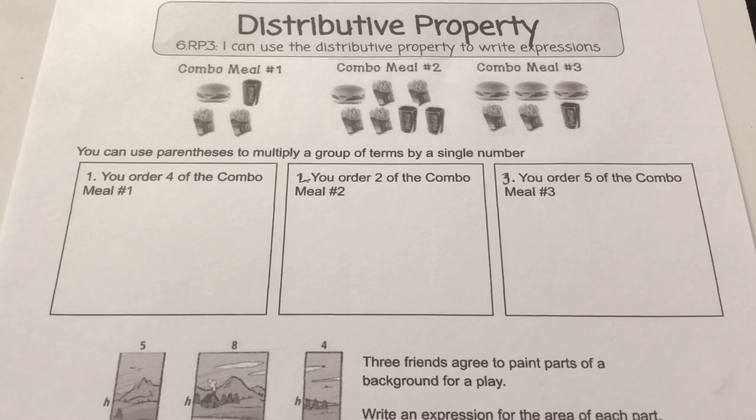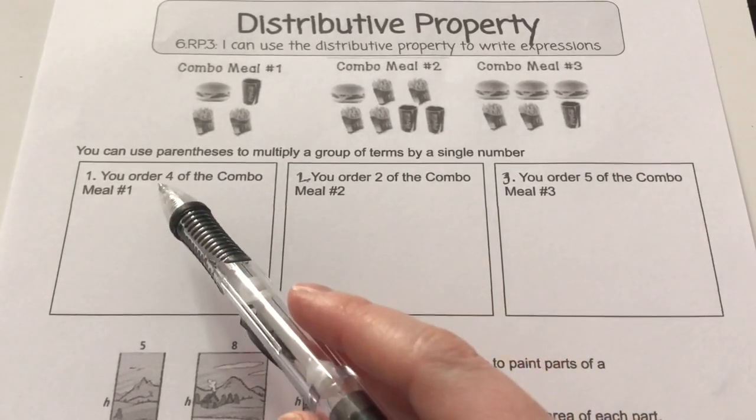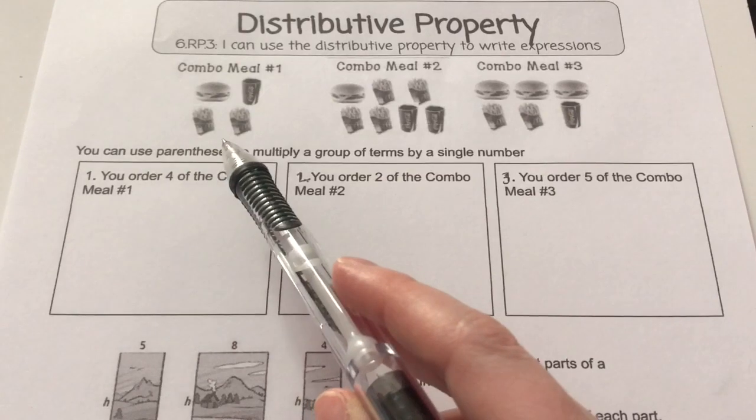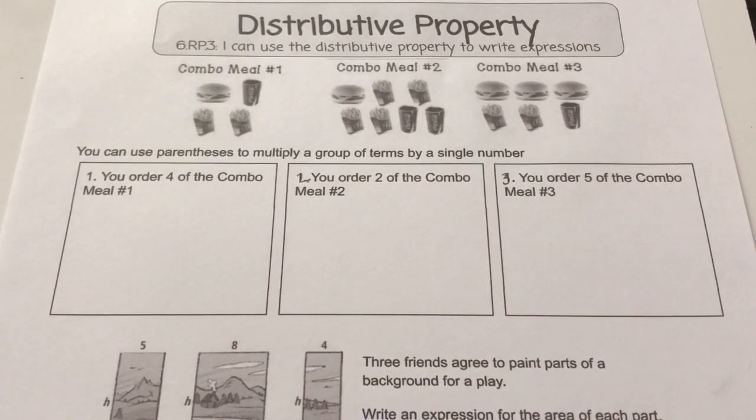So I'm using combo meals to illustrate this, and these are just really weird combo meals. I don't know what restaurant you would find combo meals like this, but you never know. Maybe you just have a hankering for 3 hamburgers and 1 drink. Anyway, so let's say you want to order 4 of combo meal number 1, and the object here is to figure out how many of each thing you're going to end up with.